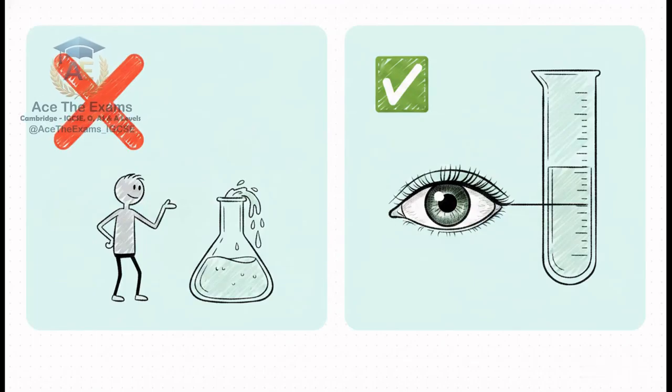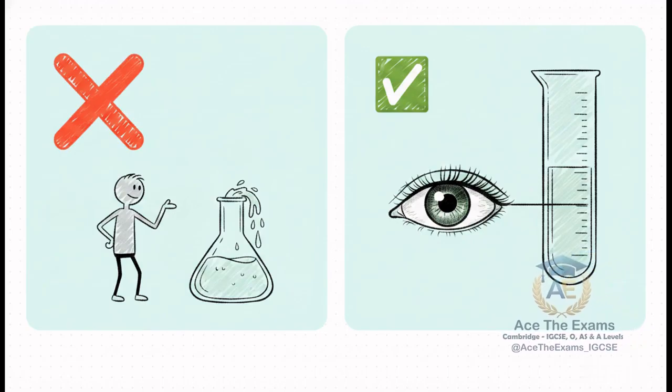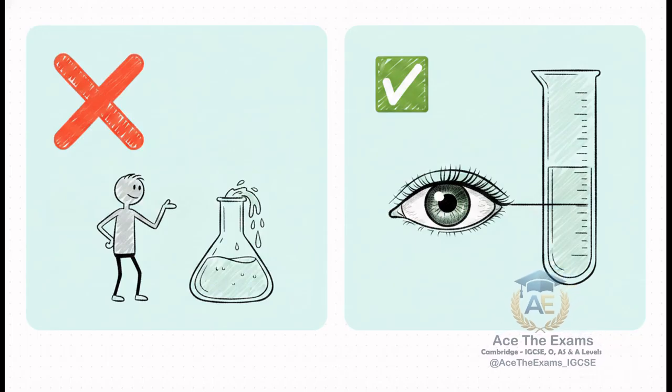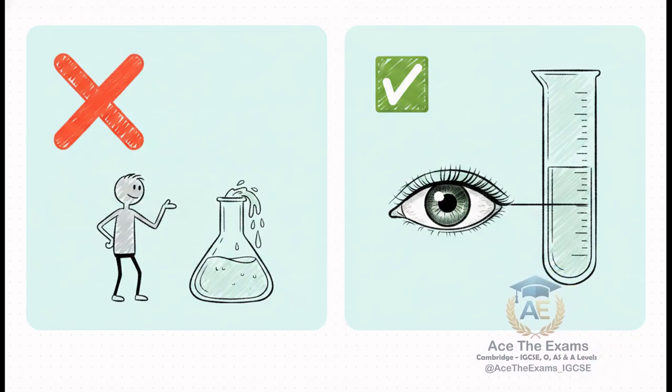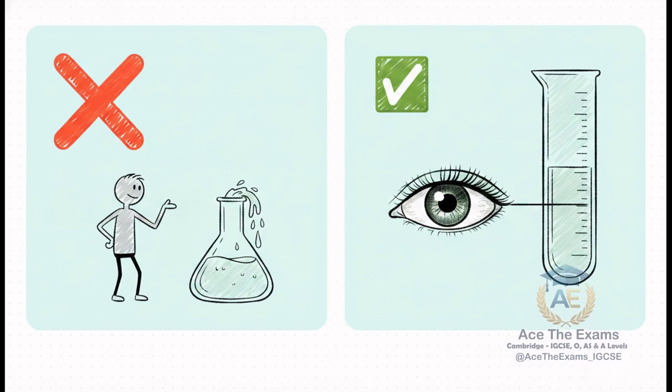Let's look at another major trap, suggesting practical improvements. A classic zero-mark answer is simply writing, "Be more careful when reading the volume." I mean, that means absolutely nothing to an examiner. The top band answer is incredibly precise. Read the measuring cylinder at eye level to avoid parallax error. Naming the specific error, parallax error, and giving the exact actionable physical solution is what actually secures the mark. You've got to use that precise terminology.